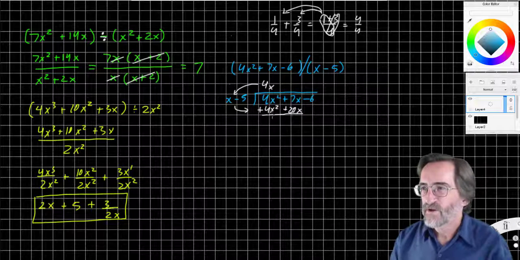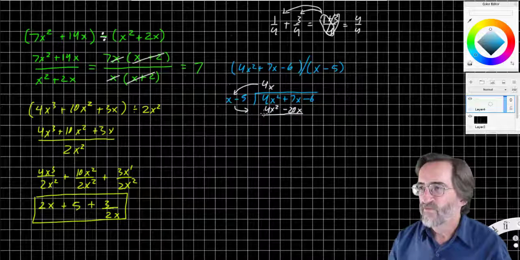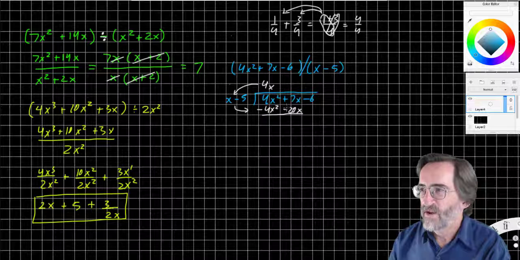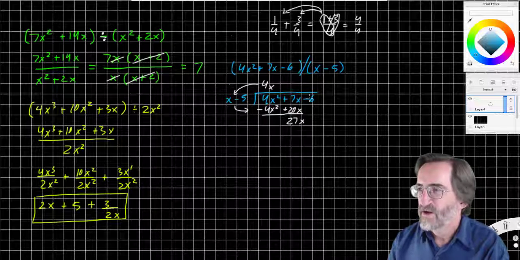I then change the signs and add, which is how you subtract. Change the signs, minus 4x squared, and plus 20x. 4x squared minus 4x squared is no x squared. 7x plus 20x is 27x. Bring down the next term.